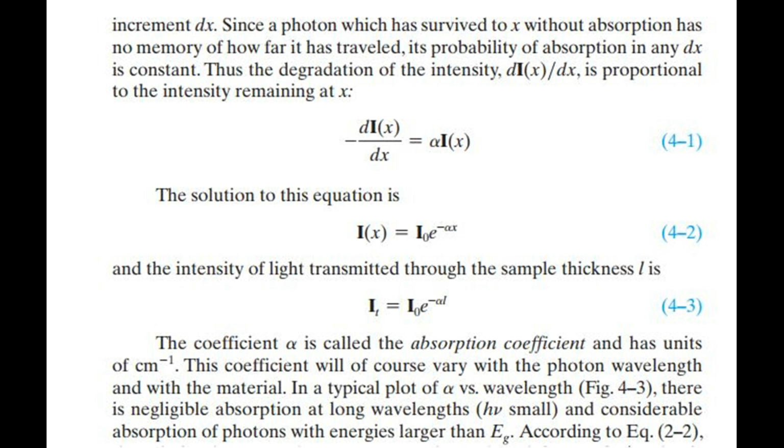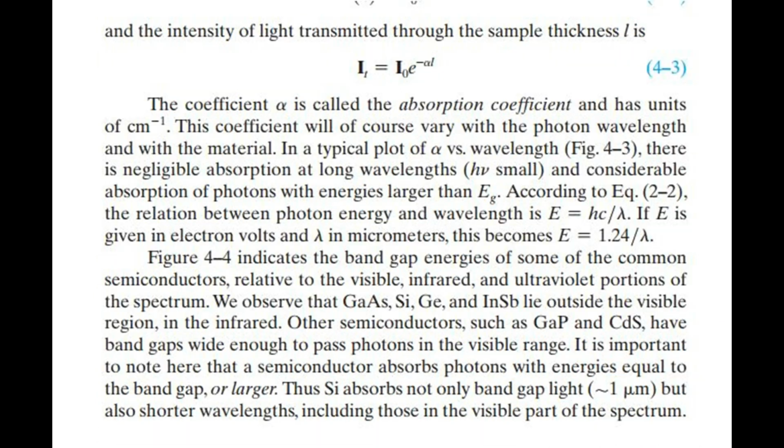In a typical plot of α versus wavelength, Fig 4.3, there is negligible absorption at long wavelengths, where hν is small, and considerable absorption of photons with energies larger than Eg. According to Eq 2.2, the relation between photon energy and wavelength is E = hc/λ. If E is given in electron volts and λ in micrometers, this becomes E = 1.24/λ.